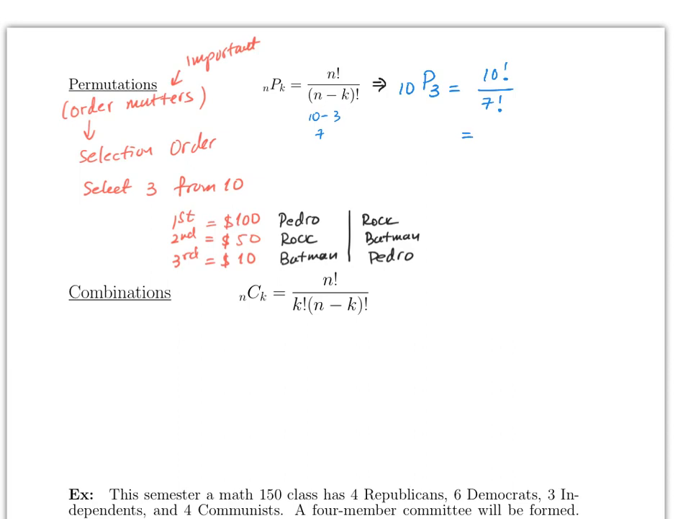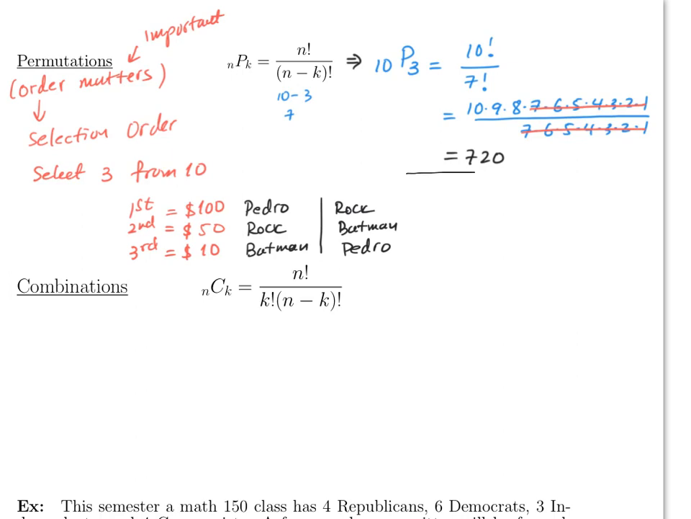If we expand these values the same way we did in the last page, this will be 10, 9, 8, 7, 6, 5, 4, 3, 2, 1, and this will be 7, 6, 5, 4, 3, 2, 1. All of this will cancel with all of this. So what you have left is 10, 9, and 8, and if you multiply, this gives you 720, which means there are 720 different ways to choose 3 people from 10 when the order is important.